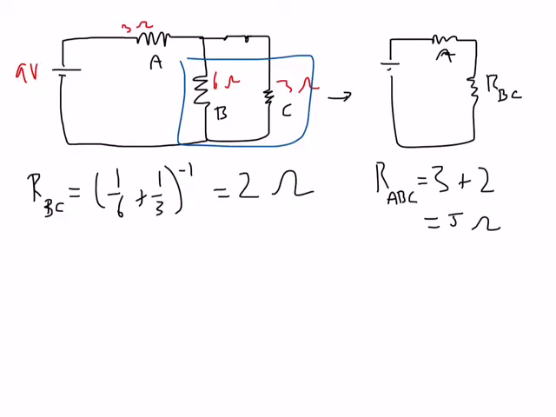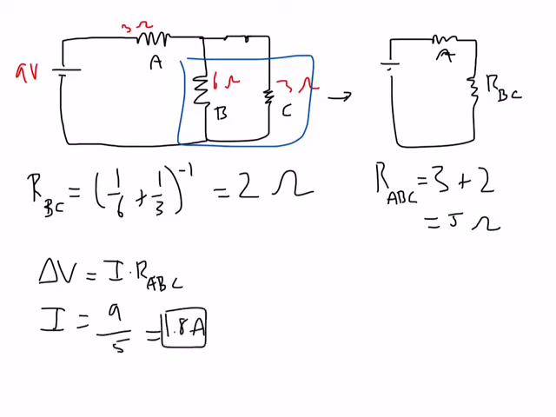So now we can use Ohm's law, which is that the total potential difference supplied by the battery, delta V, equals the total current that comes out of it times the equivalent resistance of the circuit. Or I is 9 over 5, or 1.8 amps. Right? So the key to this one is identifying what parts of the circuit you can combine to simplify it until you get down to a single resistor that has the same effect as all the old ones that you had. Alright, so that's part A.